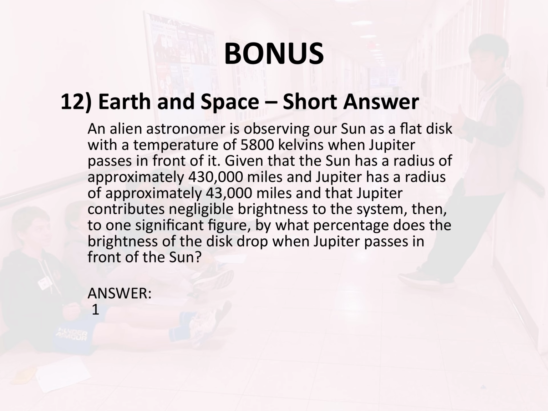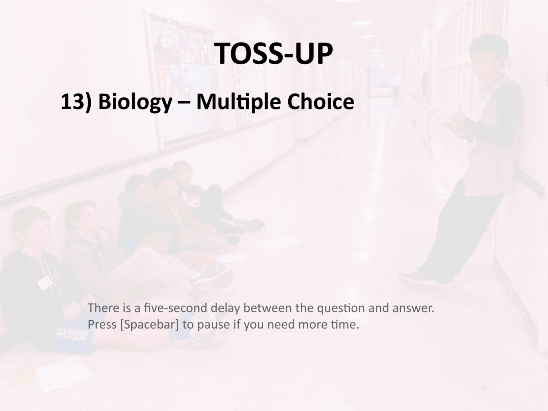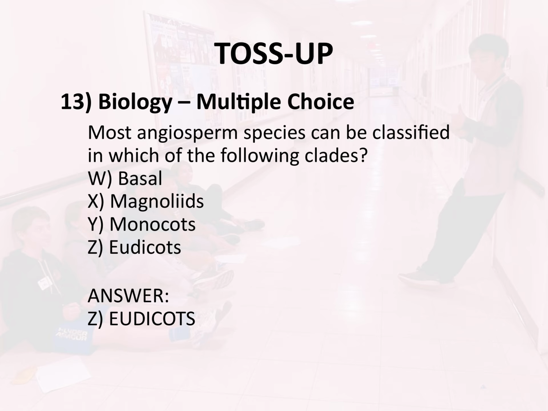Answer 1. Toss-up 13. Biology, multiple choice. Most angiosperm species can be classified in which of the following clades? W. Basal. X. Magnoliids. Y. Monocots. Z. Eudicots. Answer. Z. Eudicots.